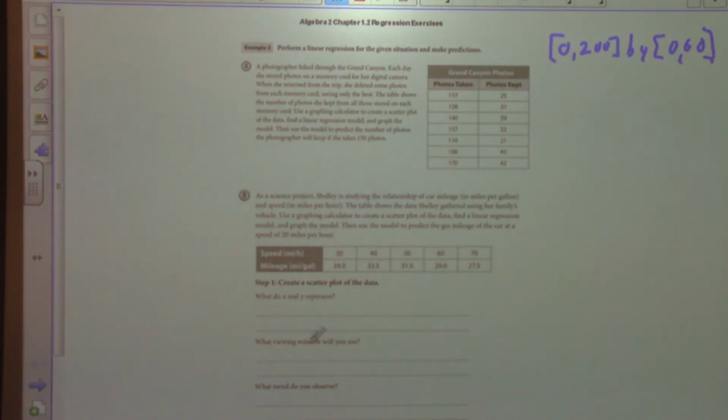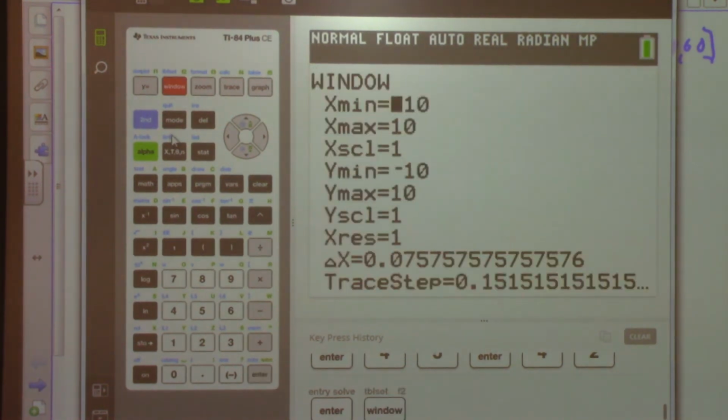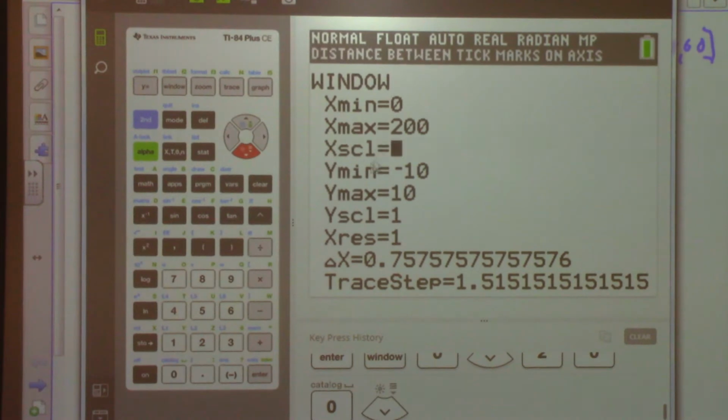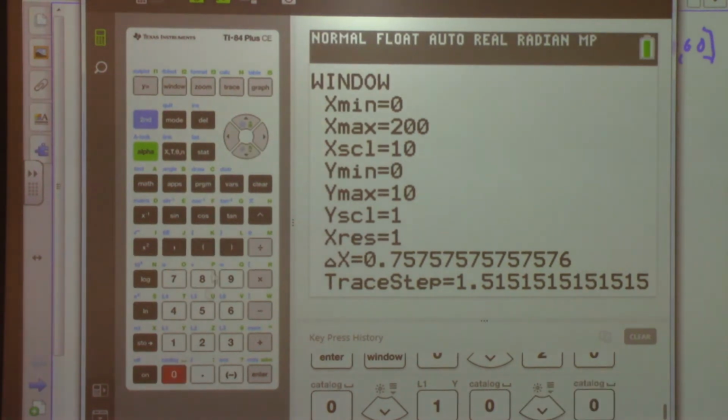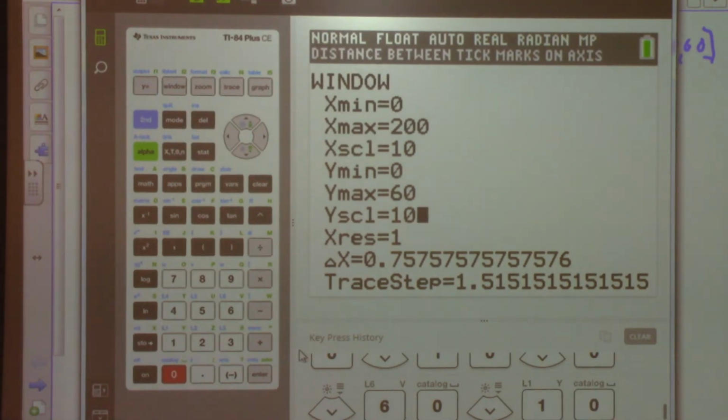Okay, so now we go to our calculator, and where do we adjust our window? In window, right? So 0 to 200, and I recommend going up X scale maybe by 10, and then 0 to 60, and we can go up by 10 here also. Okay, is everybody to this point here?